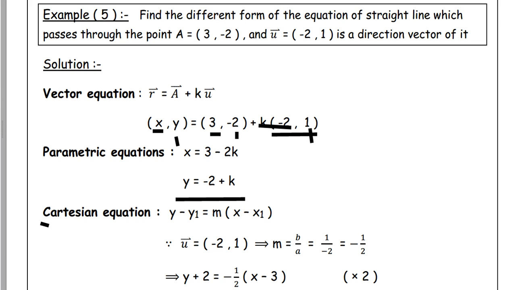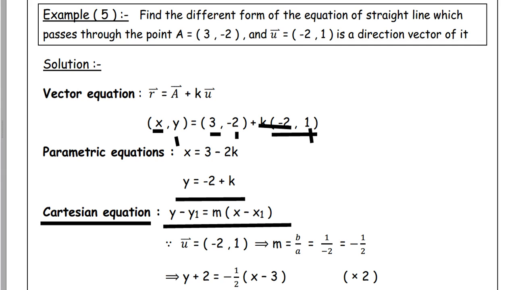Cartesian equation: y minus y1 equals m by x minus x1. How can we get the slope if we have the direction vector? Focus. We can get the slope from the direction vector, not from the point. If we have only a point, we cannot find the slope, but we can find it if we have the direction vector. Here in this example, I have the direction vector. It is negative 2 and 1.